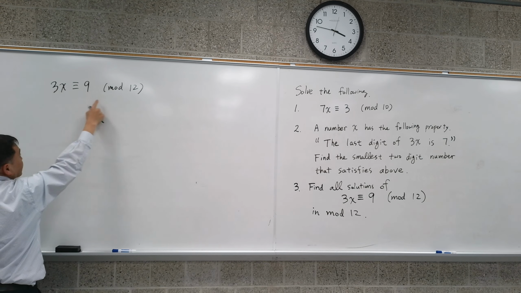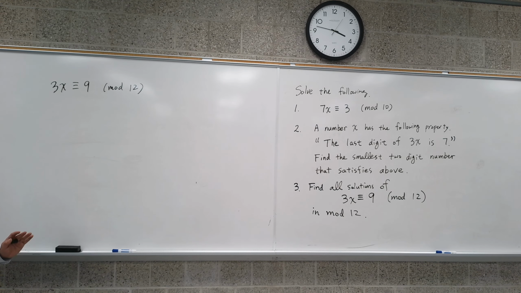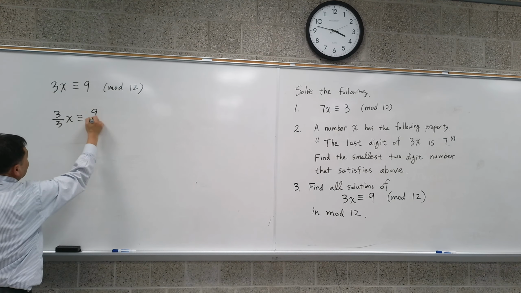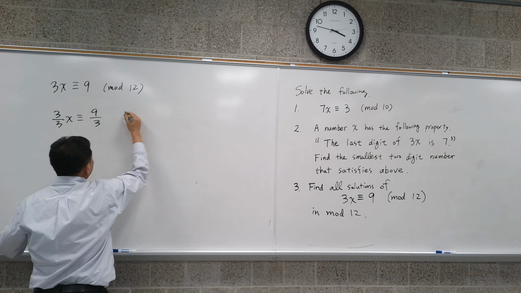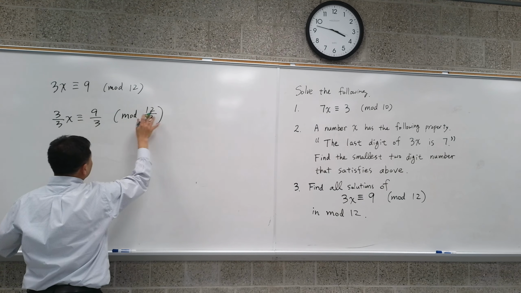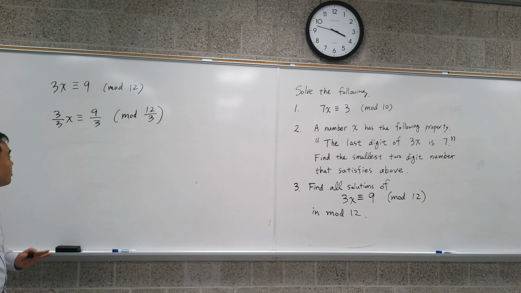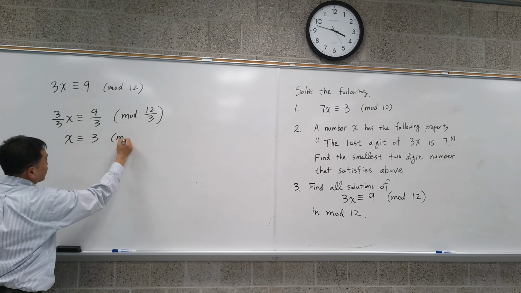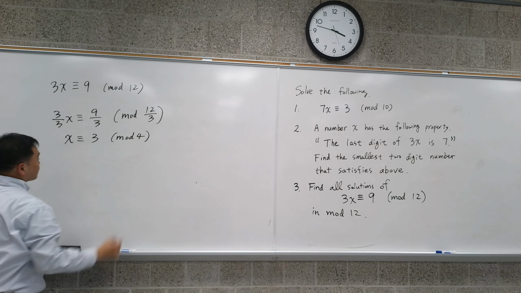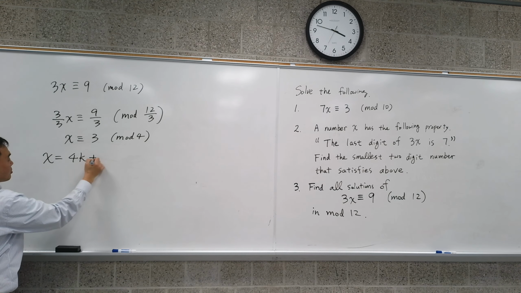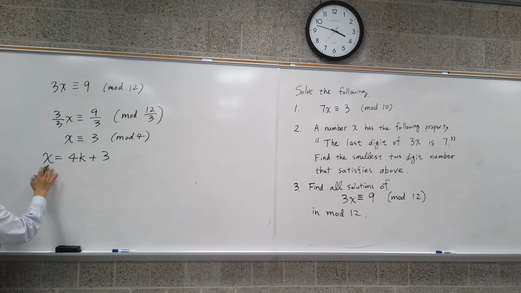3, 9, 12, these are all divisible by 3, therefore we can divide both sides by 3. Remember, when the modulus is divisible by 3 as well, you have to divide it by 3 as well in order to get a correct answer. And that gives you x is congruent to 3 mod 4. Now, what does that mean? That means x is equal to 4k plus 3, right? 4 times some number plus 3. That's what x looks like.